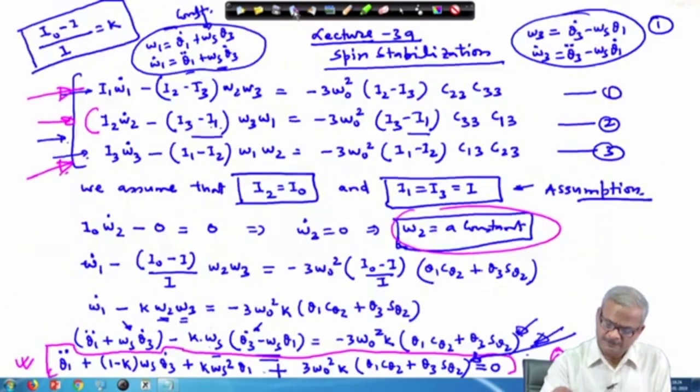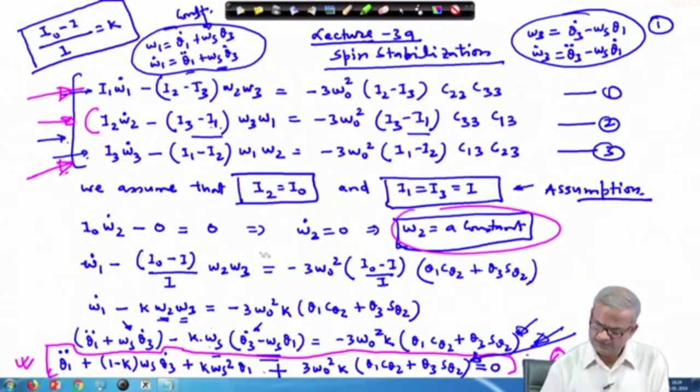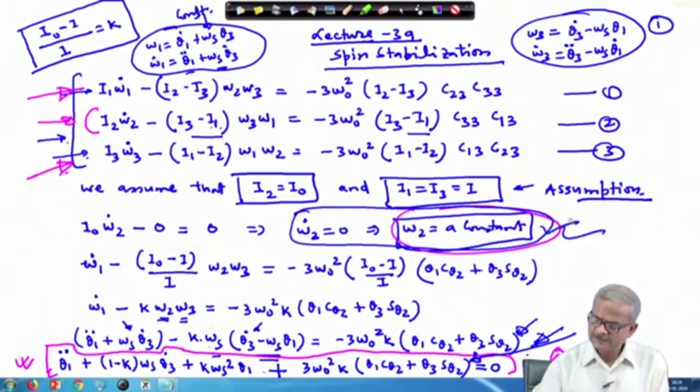Okay. Going back here, in this place, this term is a constant. So, this does not change. So, we will directly associate the angle theta 2 with alpha 2.